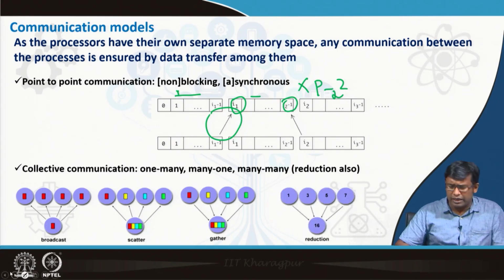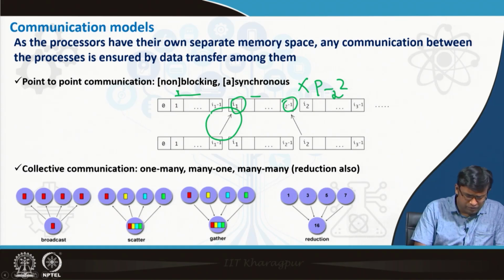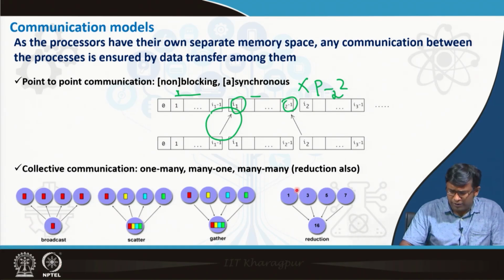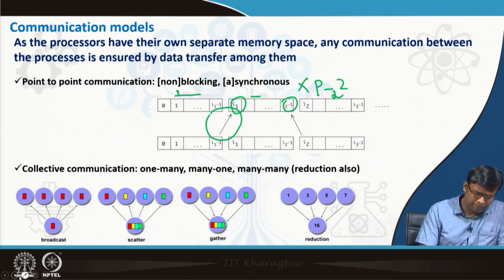And there can be reduction, when each processor has its own local value. As we can see, processor 0 has 1, processor 1 has 3, processor 2 has 5, processor 3 has 7, and then everything is combined, summed up, and processor 0 gets the summation of that, which is 16. So, it is a reduction operation. This is also a collective communication.